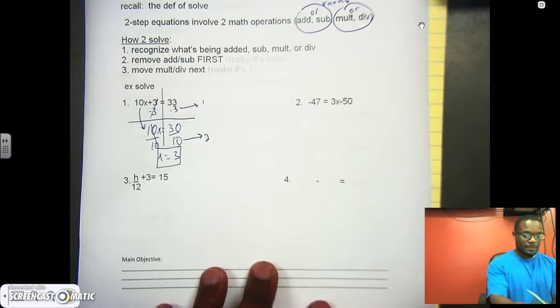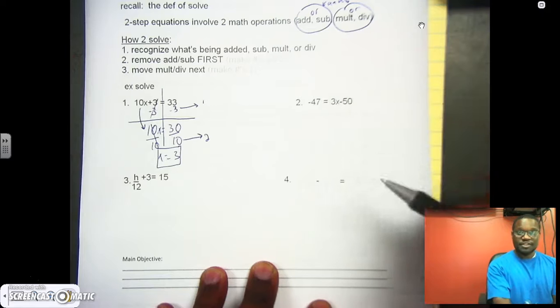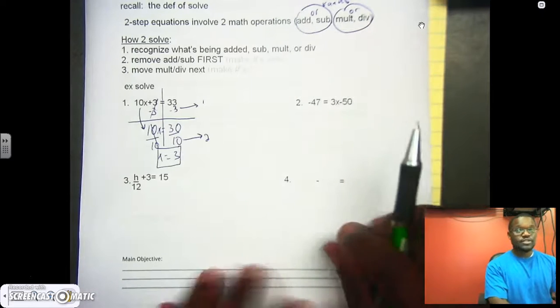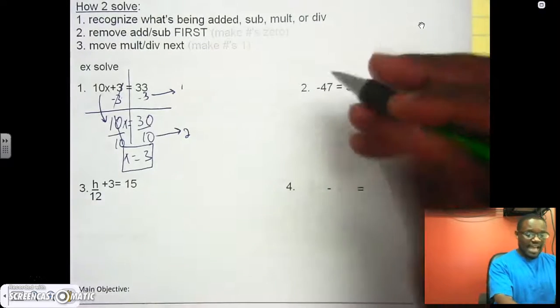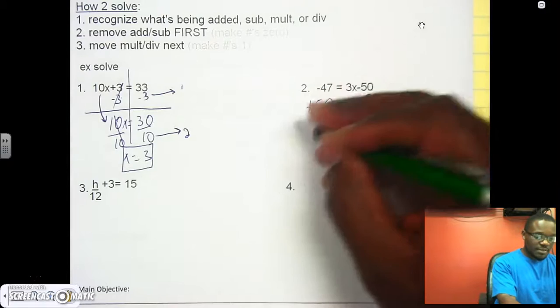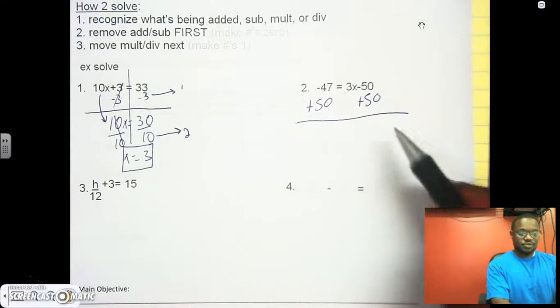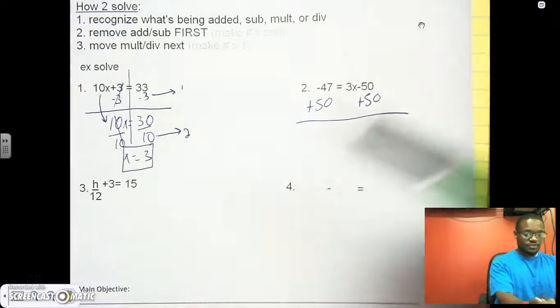It doesn't matter. 3x minus 50. The 3 and the minus 50 have to go. So what I'm going to do first is add 50. Why did I add 50 first? Because it was being subtracted. The notes tell us to remove addition and subtraction first.